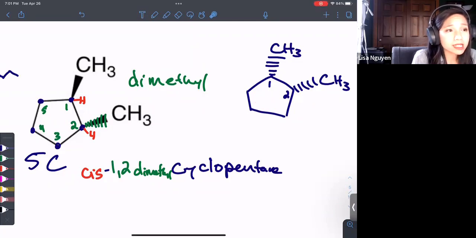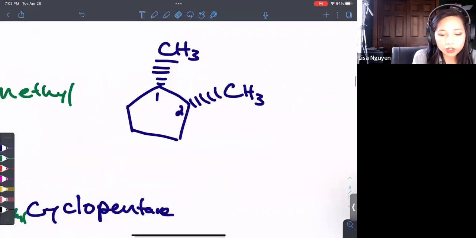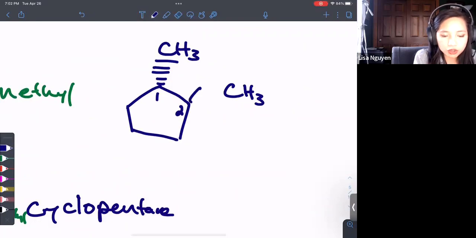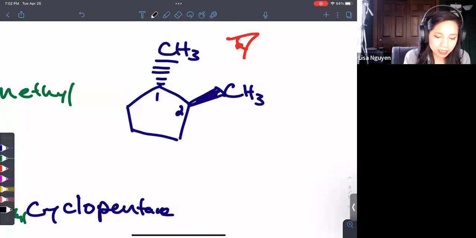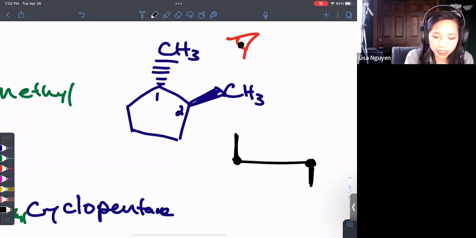How can we make an example that's trans? If I just take this one, in order to make this trans 1,2-dimethyl whatever, we would have to do this. If I drew, so there's my eyeball, and that's the plane of the molecule and there are 2 methyl groups right here. Those are the carbons. I'm really exaggerating it, but this would be the CH3 and the CH3.